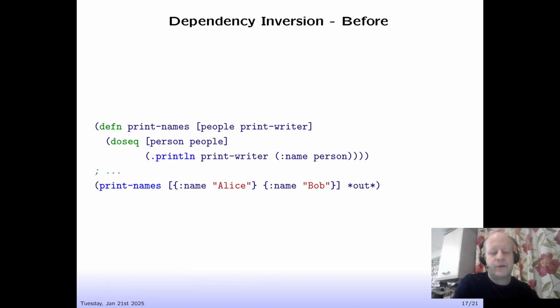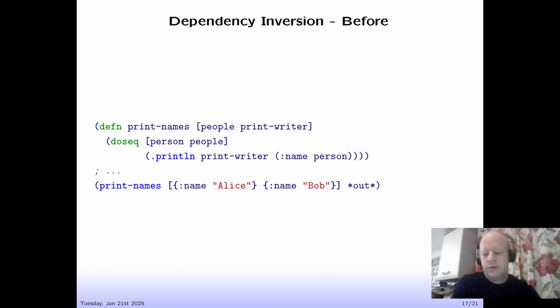So here's an example where we print a list of names. So we take a list of people and we take a print writer. And now if we run this method with a person named Alice and a person named Bob, and we supply the standard output, we get the two names printed to standard output.